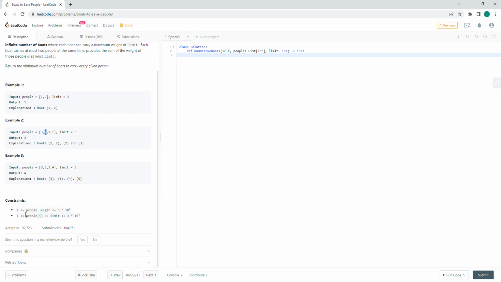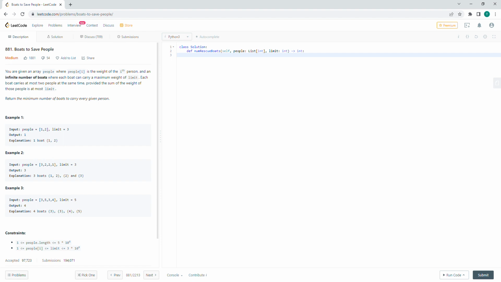Alright, here are the constraints. The length of people is between 1 and 5 times 10 to the 4. Each weight of the people is between 1 and the limit, which is at most 3 times 10 to the 4. So this is a good thing to know. We know that each individual person's weight is less than or equal to the limit, so there's nobody heavier than the limit.